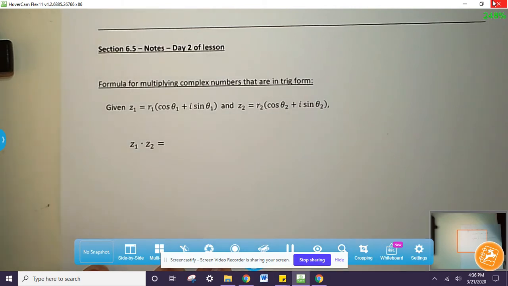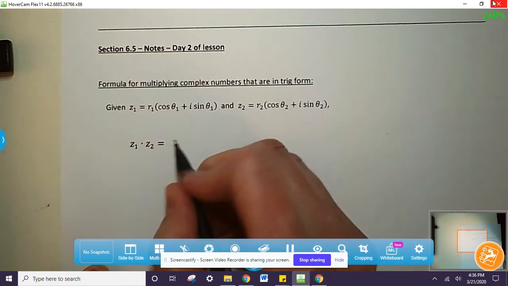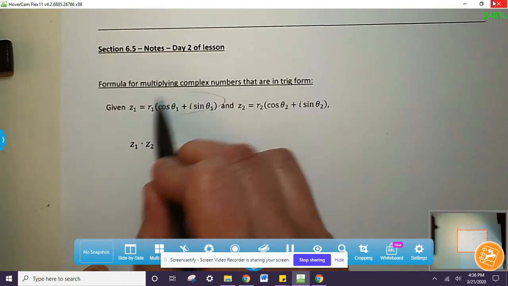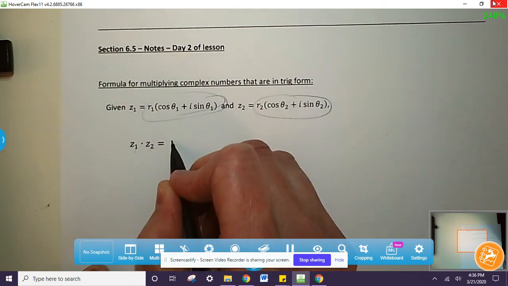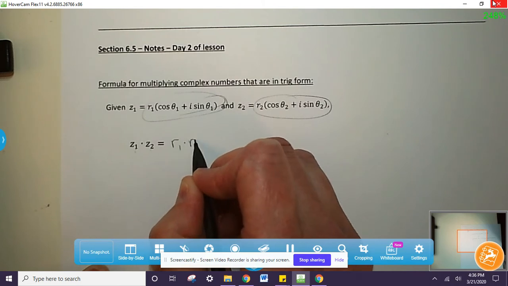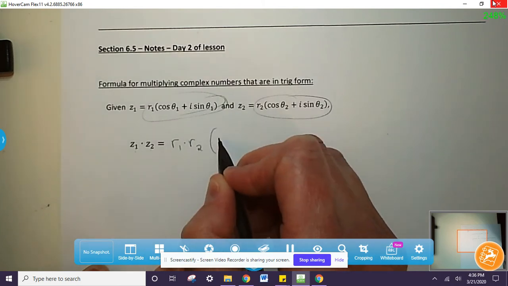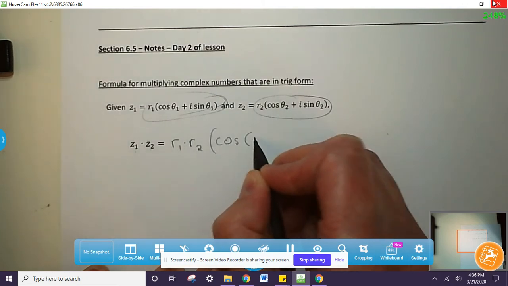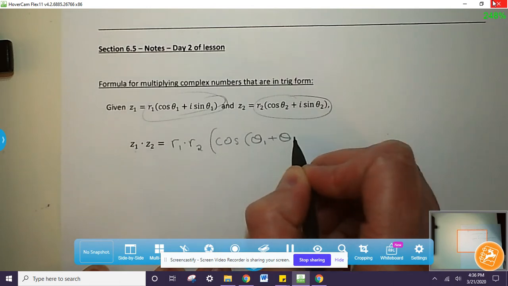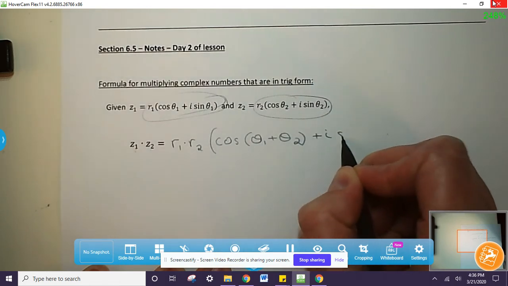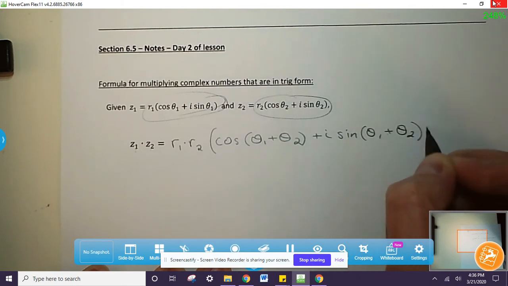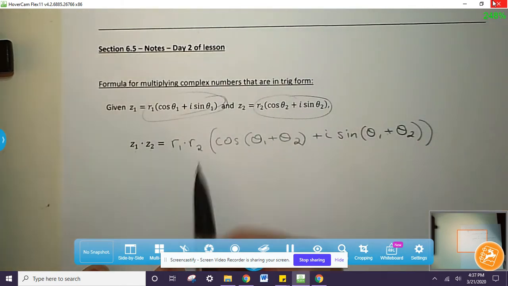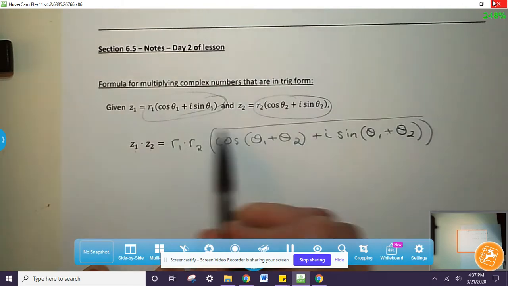Now, here's your formula for multiplying complex numbers that are in trig form. If you want to multiply this complex number and this complex number together, then what you do is r sub 1 times r sub 2. And then inside these parentheses, you're going to have cosine of theta sub 1 plus theta sub 2 plus i times sine of theta sub 1 plus theta sub 2. And that looks like a crazy, big, scary formula to try to memorize.